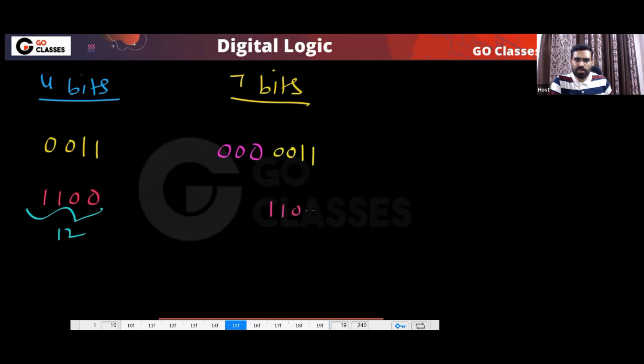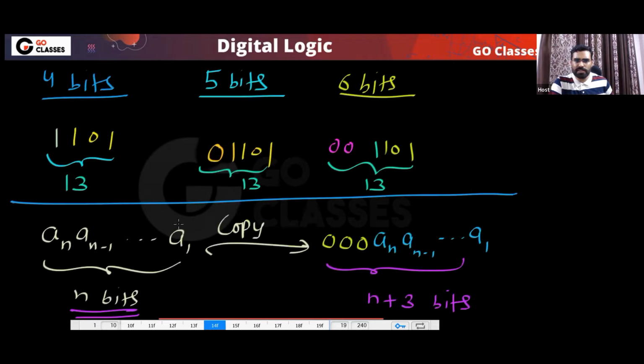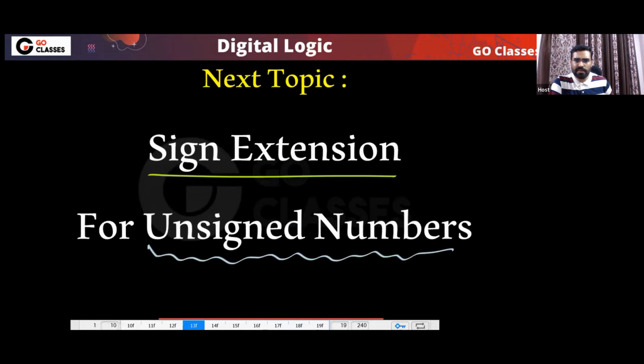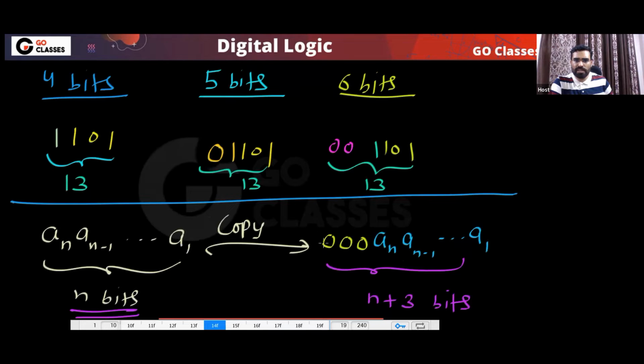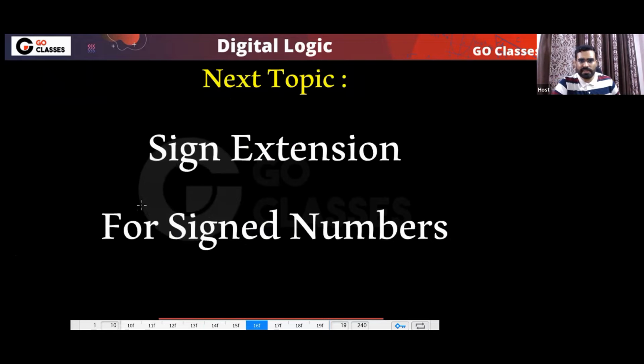It will become 1, 1, 0, 0 with extra zeros put in front. You can notice this is also 12. So this is how we do sign extension for unsigned numbers. Very simple, just put zeros. Now let's see sign extension for signed numbers.